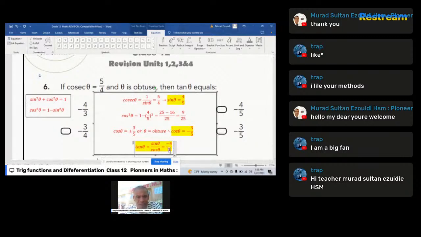So this is the last answer. Therefore, in your opinion, is it negative 4 over 3 or negative 3 over 4 or negative 4 over 5 or 3 over 5? Tangent here will be negative 4 over 3 simply because the hypotenuse 5 will disappear. Sine is opposite over hypotenuse, cosine is adjacent over hypotenuse. You can also use a right angle triangle to find the opposite and the adjacent side. You will find 3.